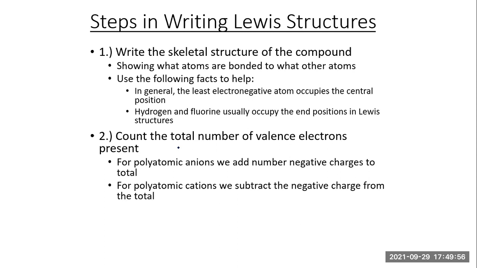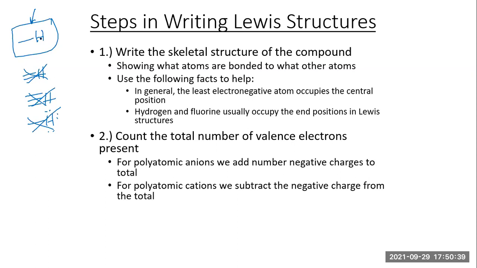To help you decide what should go in the center, there are some general rules. First off, the least electronegative atom should occupy the center position. We should never have hydrogen in the middle, because hydrogen should only have 2 electrons. And a reminder, hydrogen should pretty much look like that always. Never double bond to hydrogen, never triple bond to hydrogen, never put dots all around hydrogen. That is wrong. This is pretty much hydrogen and what it should look like.